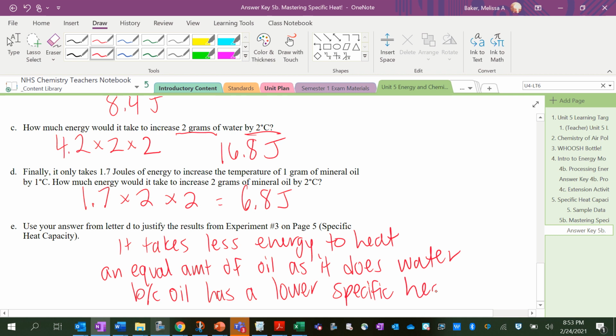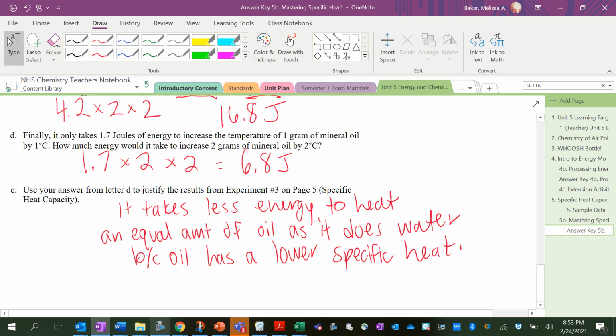So hopefully that's getting you a little more comfortable with using and practicing the concept of specific heat.